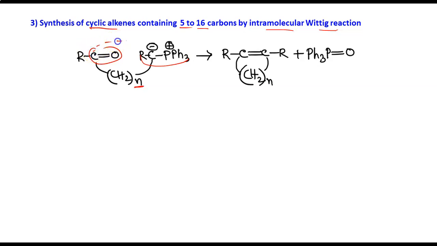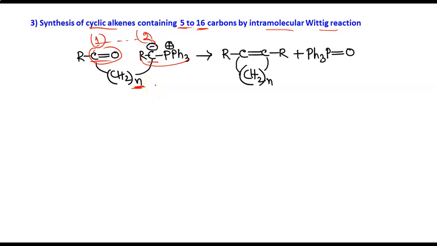Here this carbon will be attached to this carbon, that means 2 carbon. So N value that will be minimum 3 is possible, because for 5, 2 carbon we already have here, so 3 more will be here. So starting from 3, it may be up to 14 also, because 16, so 2 carbon already here, 14 carbon more.